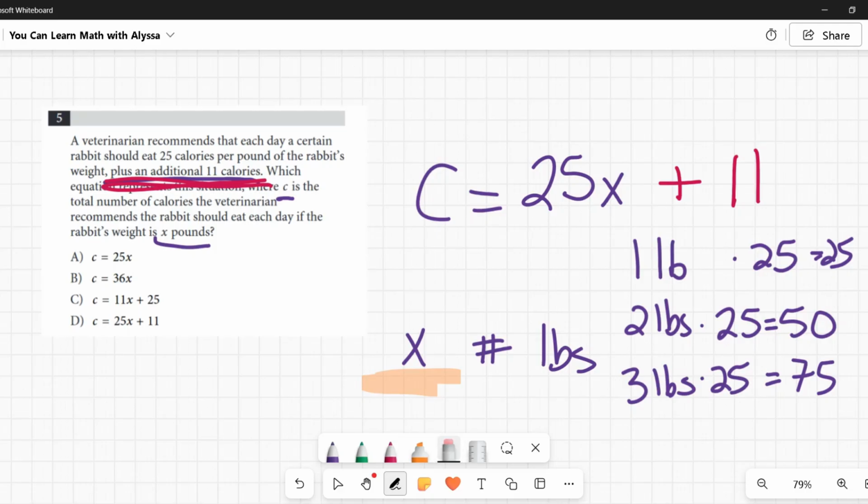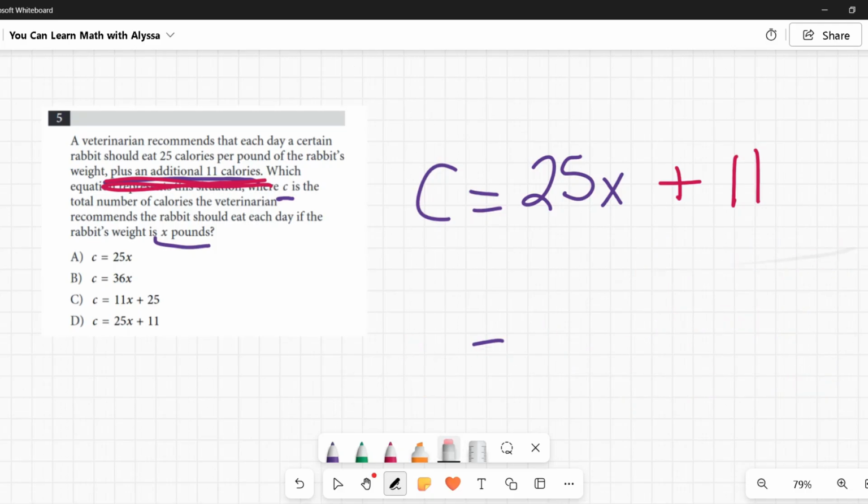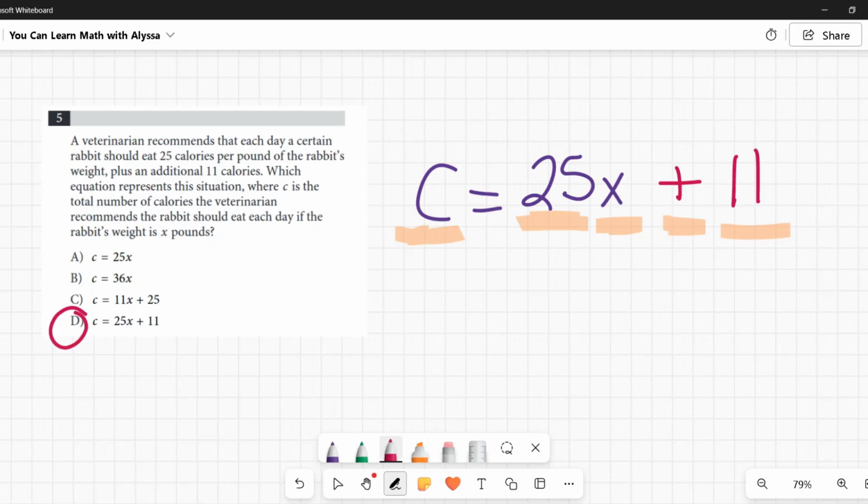So that would be my equation, and I've covered everything that the veterinarian said. They said 25 calories per pound plus an additional 11 equals the total number of calories each day. So I'm going to look over at my options, and sure enough, D is there. C equals 25x plus 11.